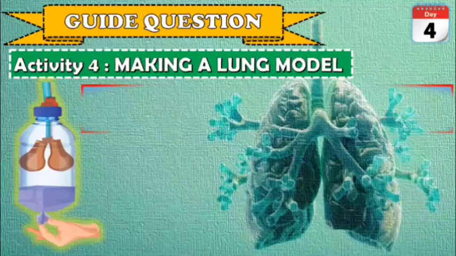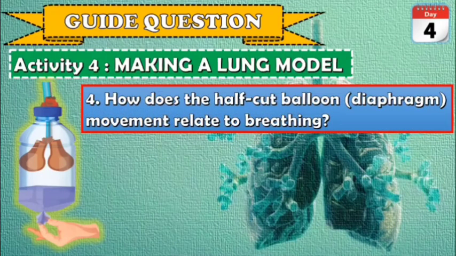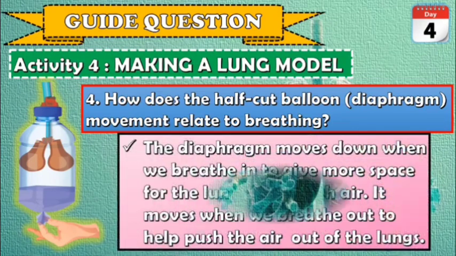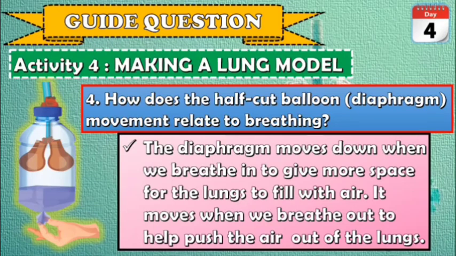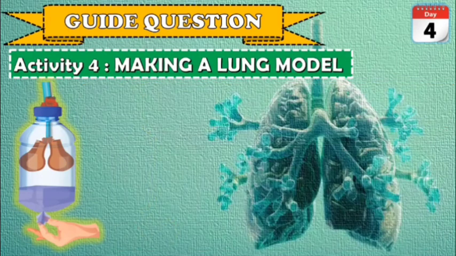Question number 4. How does the half-cut balloon, which is the diaphragm movement, relate to breathing? The diaphragm moves down when we breathe in to give more space for the lungs to fill with air. It moves up when we breathe out to help push the air out of the lungs.